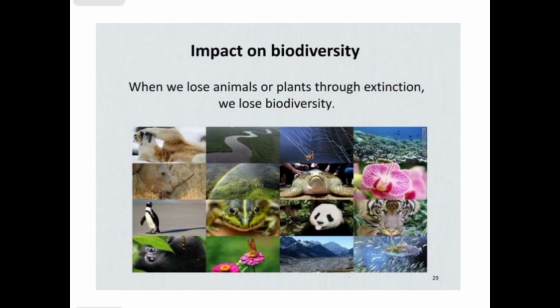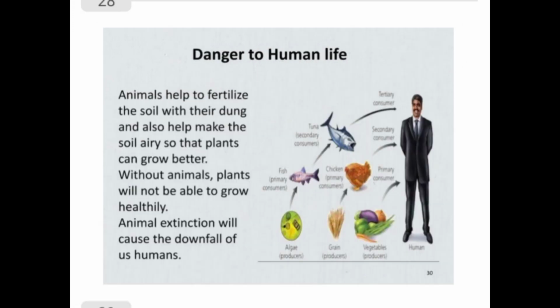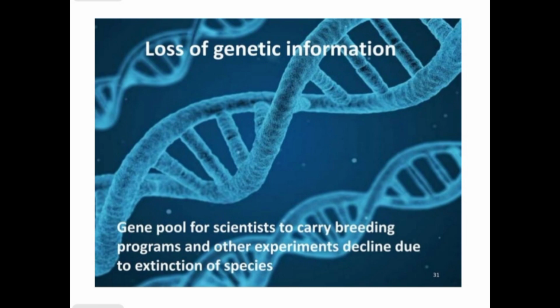Impact on biodiversity. When we lose animals or plants through extinction, we also lose our biodiversity. Danger to animal life. Animals help to fertilize the soil with their dung and also help make the soil airy so that plants can grow better. Without animals, plants will not be able to grow healthily. Animal extinction will cause the downfall of us humans.